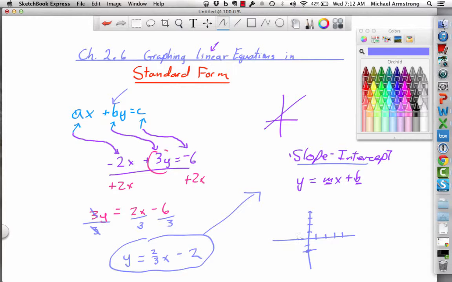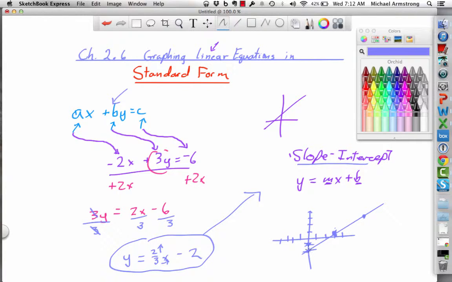I'm just, for the sake of time, going to show you the quick way, the quick graph. So if I start at negative 2, and my rise is 2 and my run is 3, both positive, I go up 2, over 1, 2, 3. And then I'd go up 2 and over 1, 2, 3 again, and my line would look something like that, not exactly.